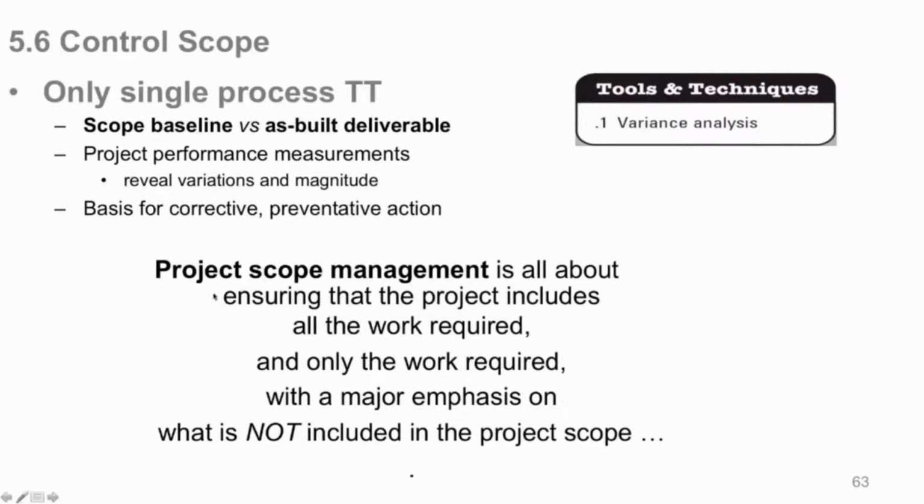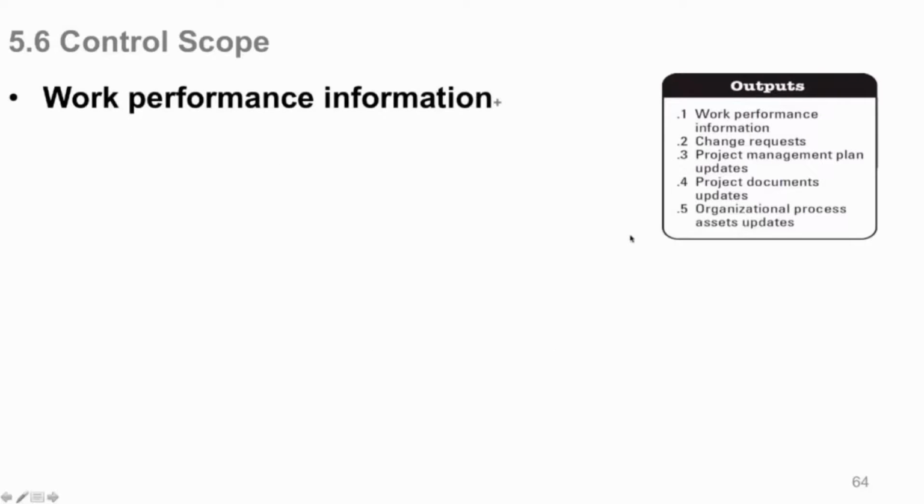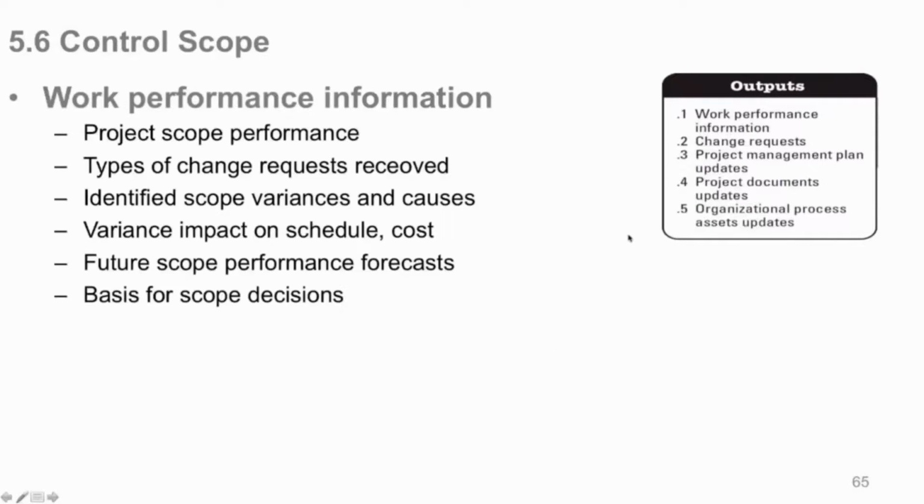So project scope management. We didn't do this up front, we'll do it now. What is it? It's all about ensuring that the project includes all the work, only the work, and with a major emphasis on what should not be included in the project scope. Scope management. So you're going to have some outputs. Performance information goes back into monitor and control the work. Project scope performance information goes in there so that you can eventually work with the people doing the work to help them get back on track.